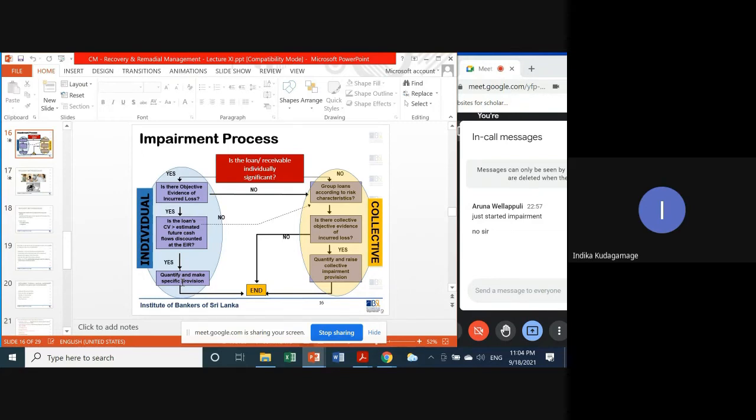Firstly, decide the significant level, take the above significant level facilities, check for the objective evidence. If there is objective evidence, predict the future cash flows, discount the future cash flows, find out whether there is a difference between present value and the outstanding. If there is a difference, that means outstanding is more than present value, that amount you need to provide. That is called individual impairment. It is the left side of the diagram.